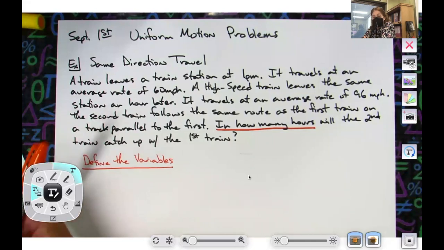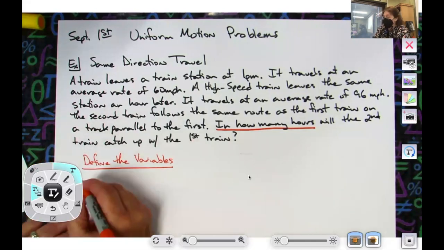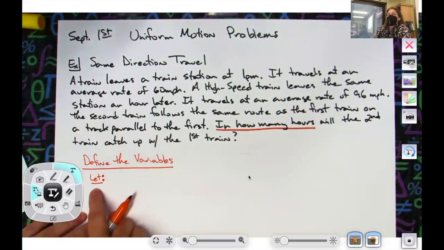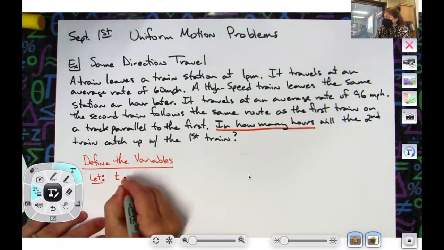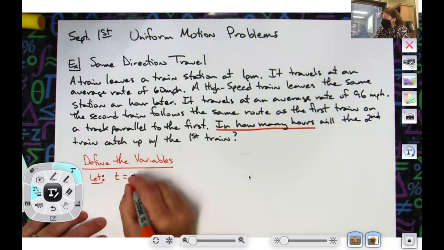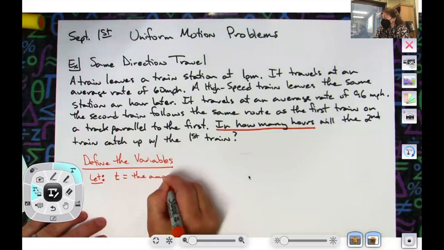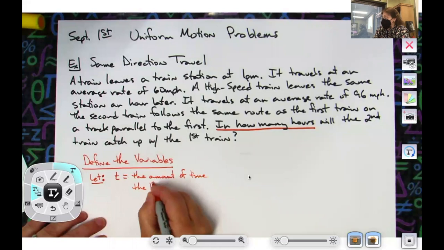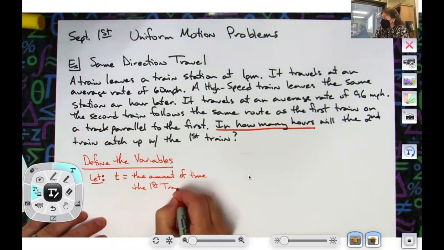If I let, and that word let is extremely important, you've got to write the word let. I'm going to make you do it in pre-calc. I'm going to make you do it in calculus, so might as well learn it now. We're going to let T equal the amount of time the first train travels.